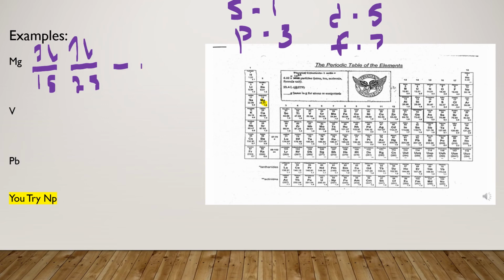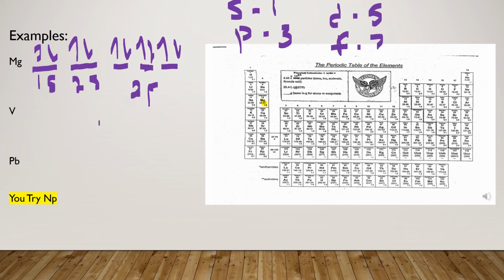Then we go to 2p, so we need to draw 3 orbitals. And we fill 1, 2, 3. So now we have a total of 7 electrons. We still have 13. So we're going to fill those. That gives us 10. What is it? I'm sorry, 12. That gives us 10 electrons.